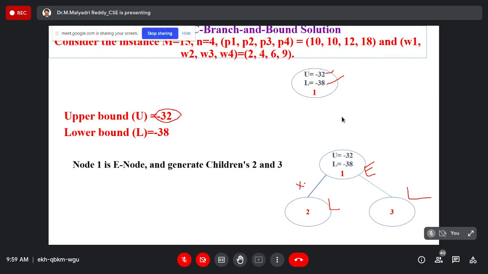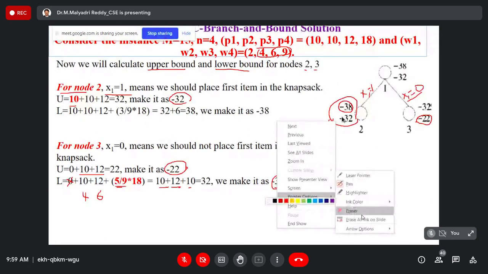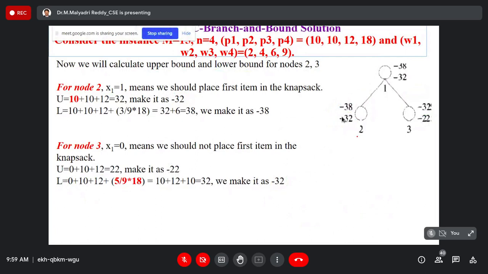Why did it generate only two? Because x1 is equal to 1 and x1 is equal to 0. That means two cases are there, either including or excluding. What is the value for including? What is the value for excluding? That you have to calculate. Again, I have to calculate the lower boundary and upper boundary values for the corresponding live nodes. Here 2 and 3 are the live nodes.